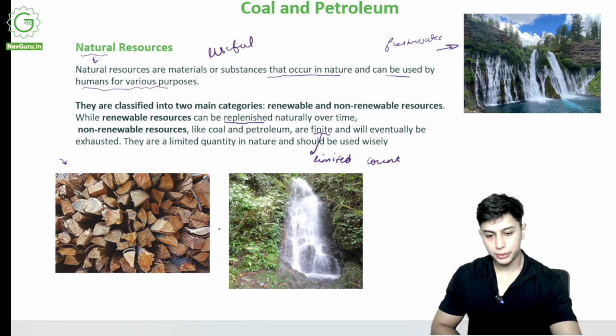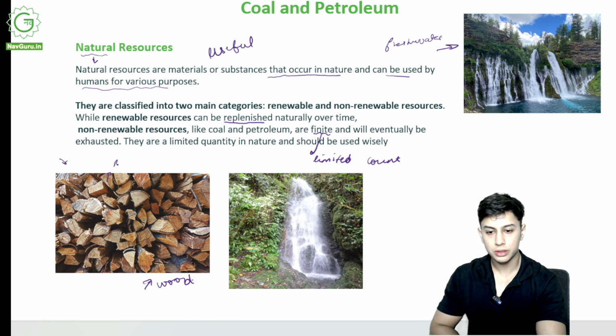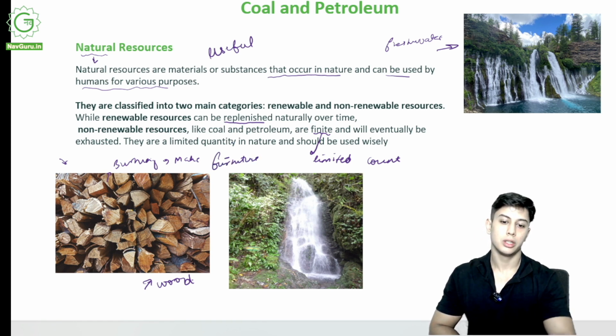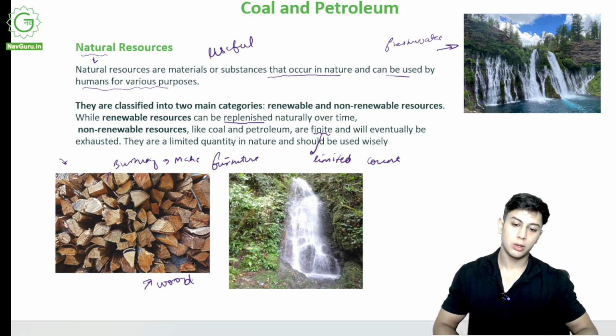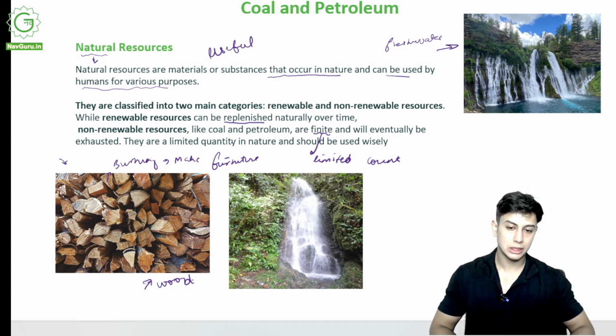So over here you can also see this wood. It is a natural resource. Why do we use wood? We use it for burning, for heat, to make stuff, to make furniture, to make houses. All this is used. These are all natural resources.